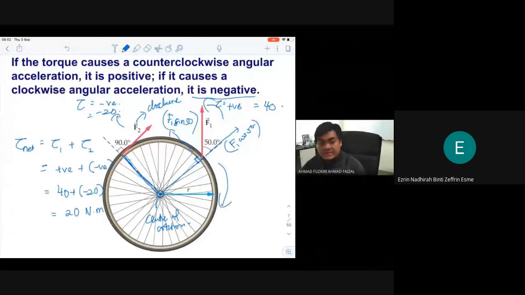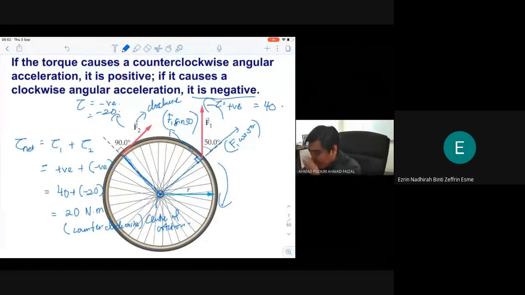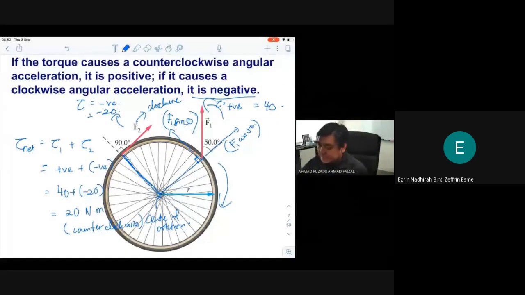So okay, is it the final answer? No, it's not yet. So you should put it as counterclockwise. Okay, you should put it as counterclockwise. Then you have a magnitude and you have the direction. So that's how you should put your answers in the final answers. Okay, so you should do it properly.